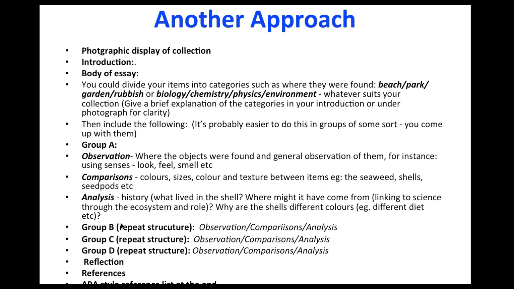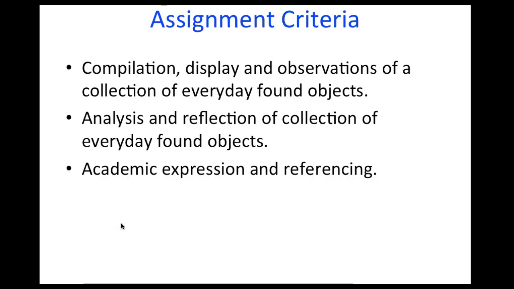And then you do that with Group B, Group C, Group D, depending on how many groups you've got. Then your reflection, references, and an APA-style reference list at the end as always. Assignment criteria: compilation, display, and observations of a collection of everyday found objects; analysis and reflection of a collection of everyday found objects; and academic expression and referencing.